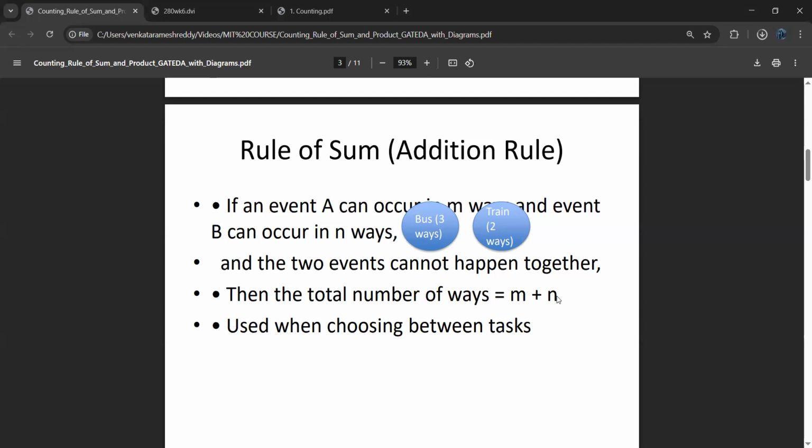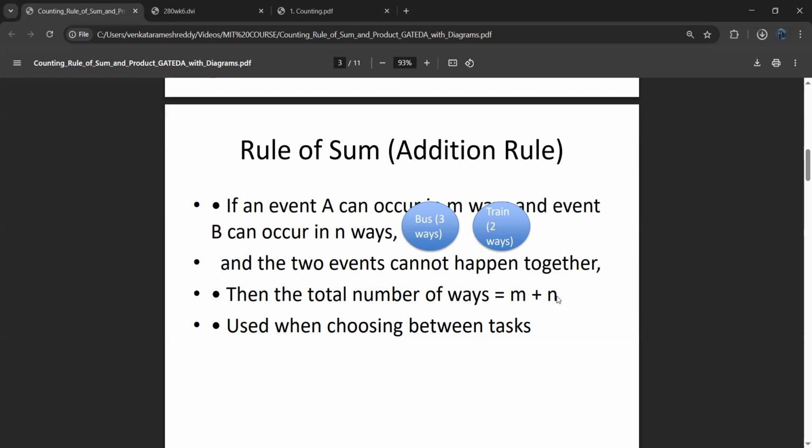It means either A will occur or B will occur, but not both. That is what it is saying. So the total number of ways is equal to m plus n ways, where m is related to event A and n is related to event B. By adding these two, we get the rule of sum. So the rule of sum is the OR principle.